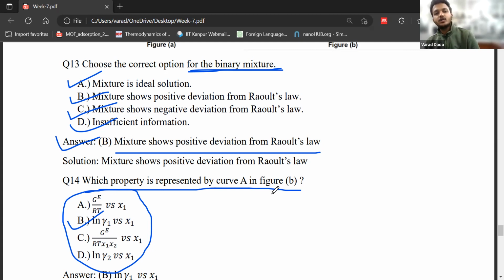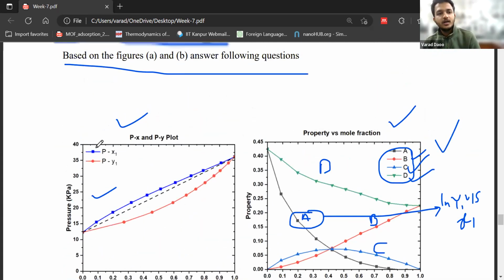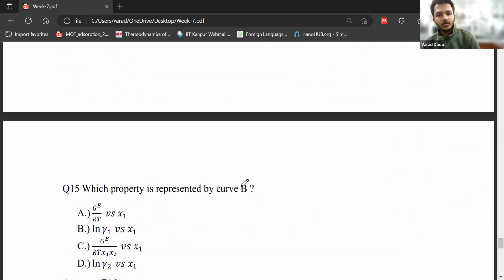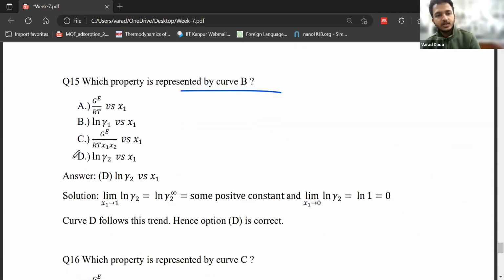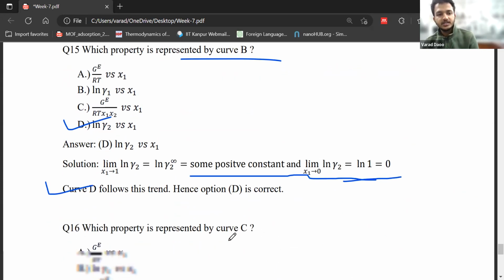Okay, so correct answer is option: figure A stands for ln gamma 1 by x1 because of this. So curve B represents which? It represents option D, ln gamma 2 by x1. Right? Why? Because limit x1 tending to 1, ln gamma 2 is nothing but ln gamma 2 infinity, which is nothing but some positive constant, and also ln gamma 2 as x1 tending to 0 is ln of 1, which is nothing but 0. Hence, curve D follows this trend. Hence, option D is correct.